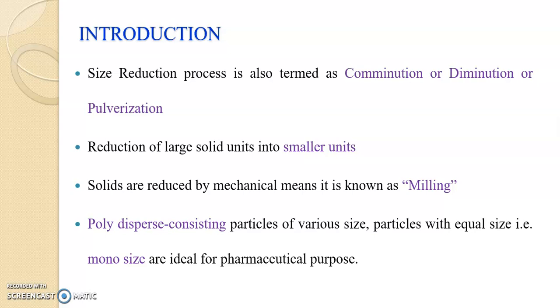If the solids are reduced by mechanical means, meaning the large coarse powders are changed to fine powders by mechanical means, then we call this a milling process. The main objective of size reduction is to change polydispersed particles to monodispersed particles. Size range of the particle is one of the ideal characteristics for pharmaceutical processing and designing the various dosage forms.